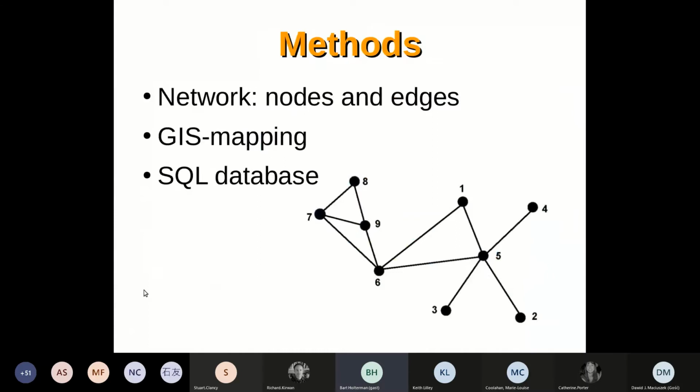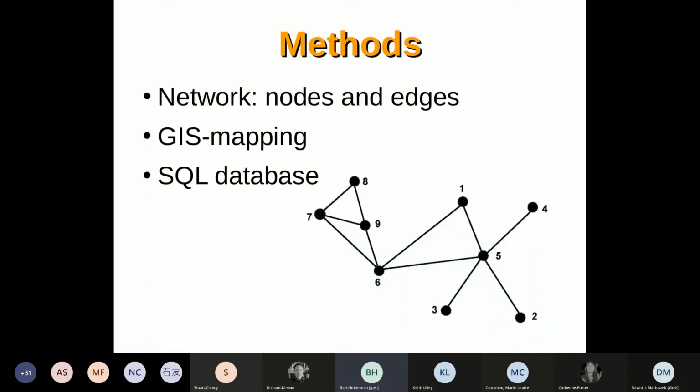Okay, something about the model behind it. If you want to do calculations on a street network, you have to consider it as a network that consists of points, usually called vertices or nodes, which are connected by edges, the lines. And all of these elements can be weighted, so you can perform all kinds of calculations with it.